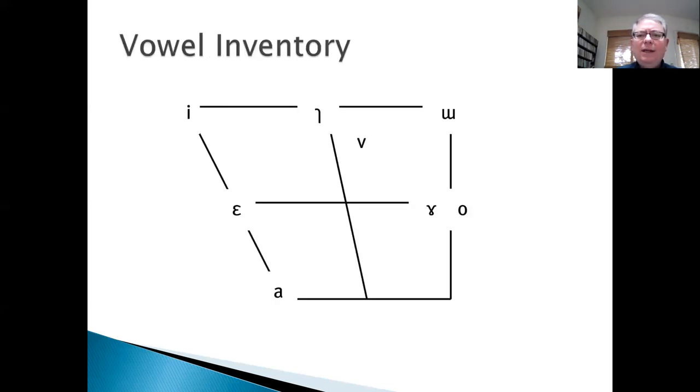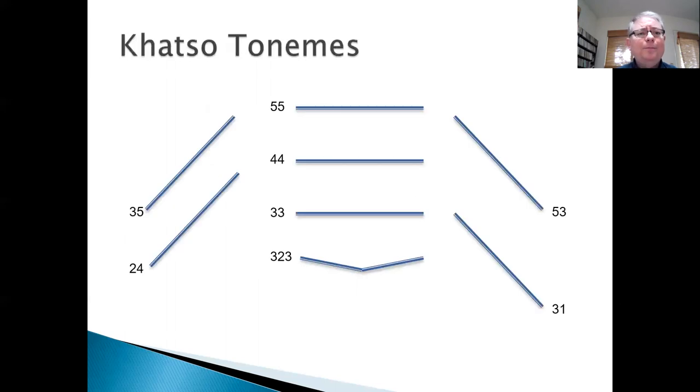The vowel inventory is maybe a little less usual. We have some asymmetry in the back vowels. For the mid-back vowels, we have both rounded and unrounded versions, but for the high back vowels, we only have the unrounded version. The rounded version, I believe, seems to have migrated to this V version, which sounds very much like a V, and we find that as a syllable nucleus. Also, we do not find the tense, laryngealized vowels in Khatso that we find in the other languages of the family. Those have been lost over time.